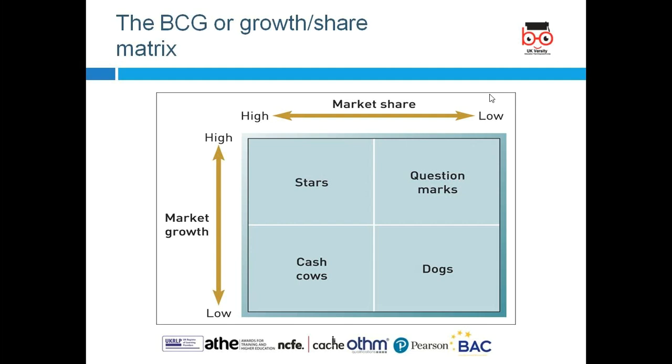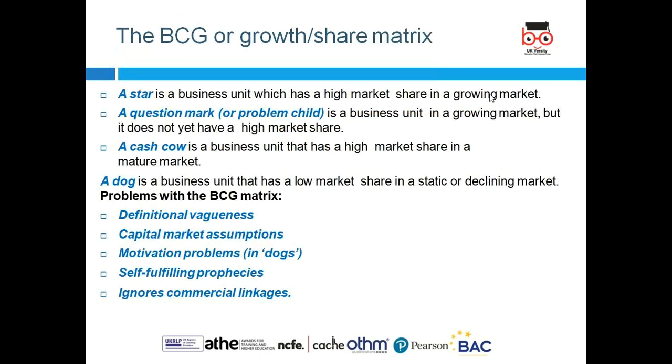Then the BCG matrix. We need to look at which products can be cash cows, stars, or dogs. Those are the problem children, as some authors call them. So this matrix can be used.